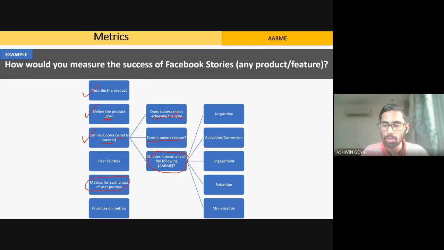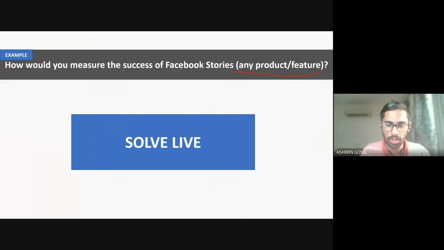For example, I've told you number of people uploading the Facebook stories. So one thing that we can do to increase the number of people uploading more stories is make the feature more discoverable, make it easier to upload stories, right? Those are some things we can do. But how would we measure the success? I want to increase number of uploads. So metrics for uploading Facebook stories. I want some metrics for increasing number of uploads.